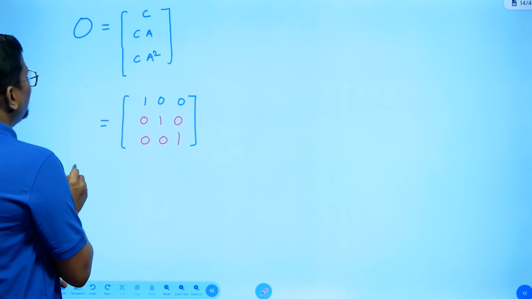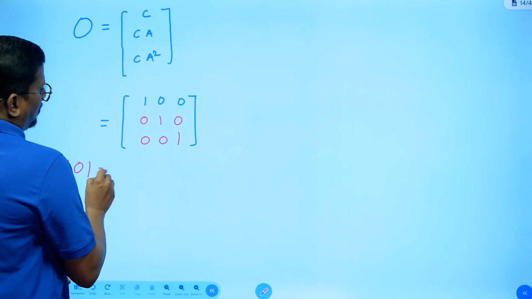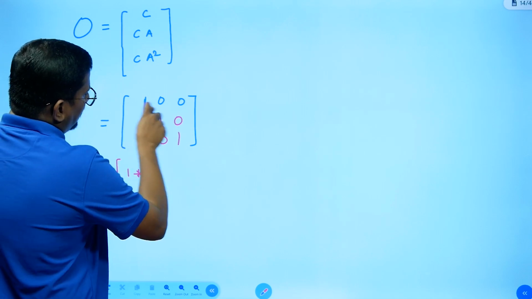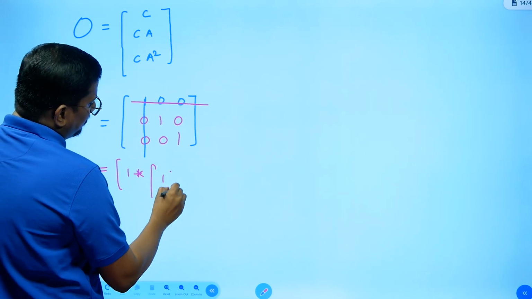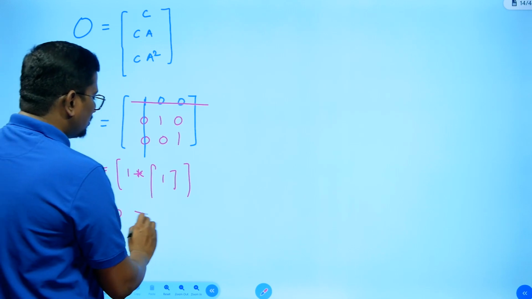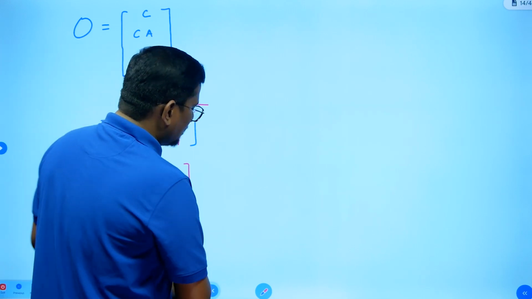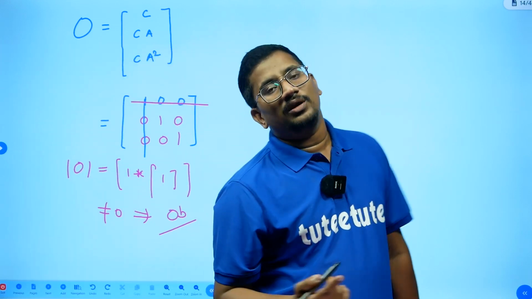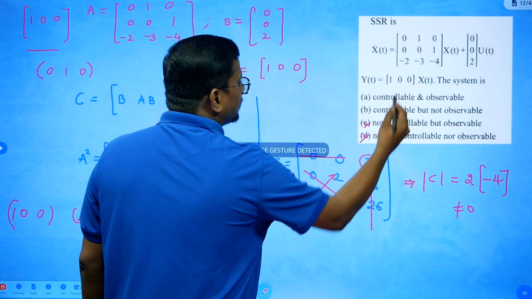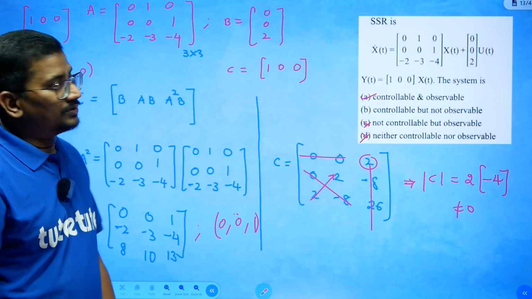0, 0, 1. So its determinant is what? Can I say 1 into, this and this gets cancelled. So the determinant is AD minus BC, 1. So obviously it is not equal to 0. It is also observable. So therefore the given system is both controllable and observable. So which option is correct? Option E is correct. Both controllable and observable.